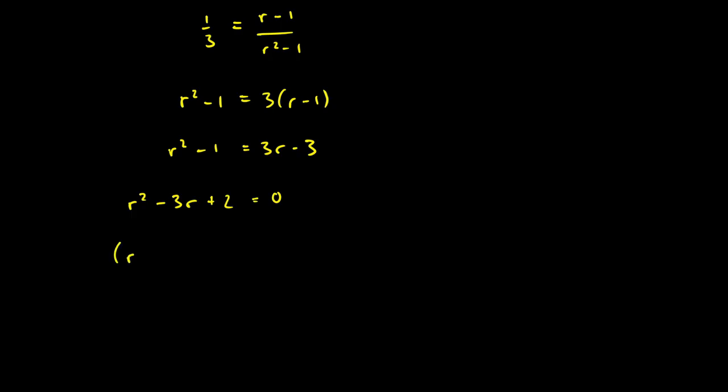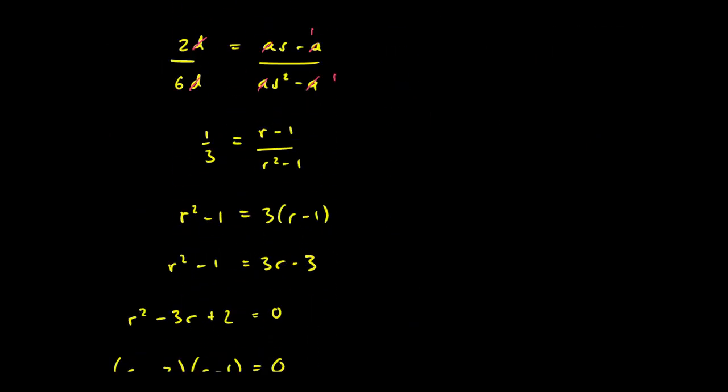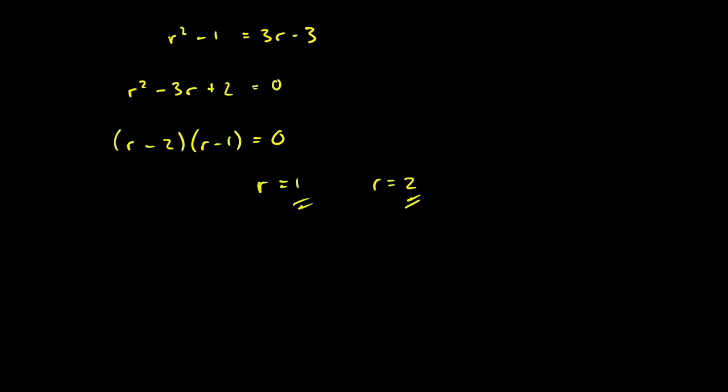So r minus 2, r minus 1, which is probably reasonable. And so therefore r is either equal to 1 or r is equal to 2. And we were told in the question that the common ratio cannot equal 1. So that one is gone. So r is equal to 2 has got to be our answer.